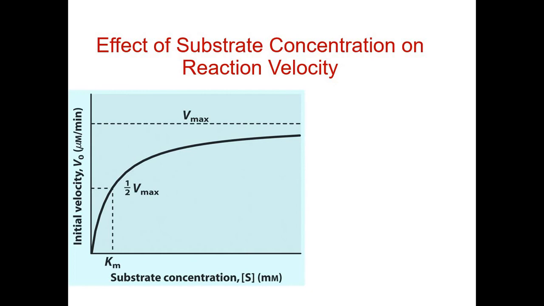The effect of substrate concentration on reaction velocity. As you increase the substrate concentration, the unit is millimolar. While you increase the substrate concentration, the velocity of the enzyme increases until such time that you reach the maximum velocity of the enzyme. Now, take note of these terms. We have 1/2 Vmax, Km, and this initial velocity, and this substrate concentration. These are the 5 important terms in this graph.